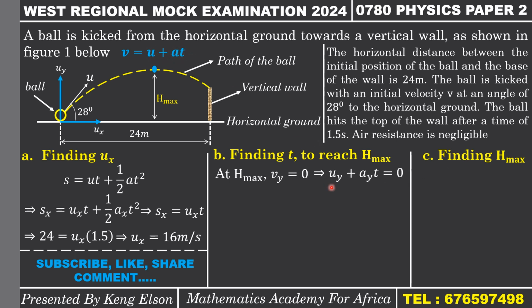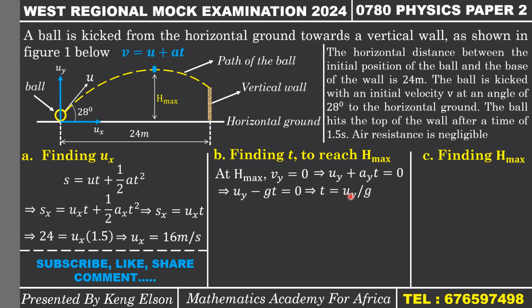So we have uy plus ay times t is equal to 0. But in the vertical direction, since the ball was moving against gravity and air resistance was negligible, your acceleration in the vertical direction is just the negative of the acceleration due to gravity. So we have uy minus gt equal to 0. From there, what is t? Your t is uy divided by g. What is uy? The initial velocity in the vertical direction of the ball.